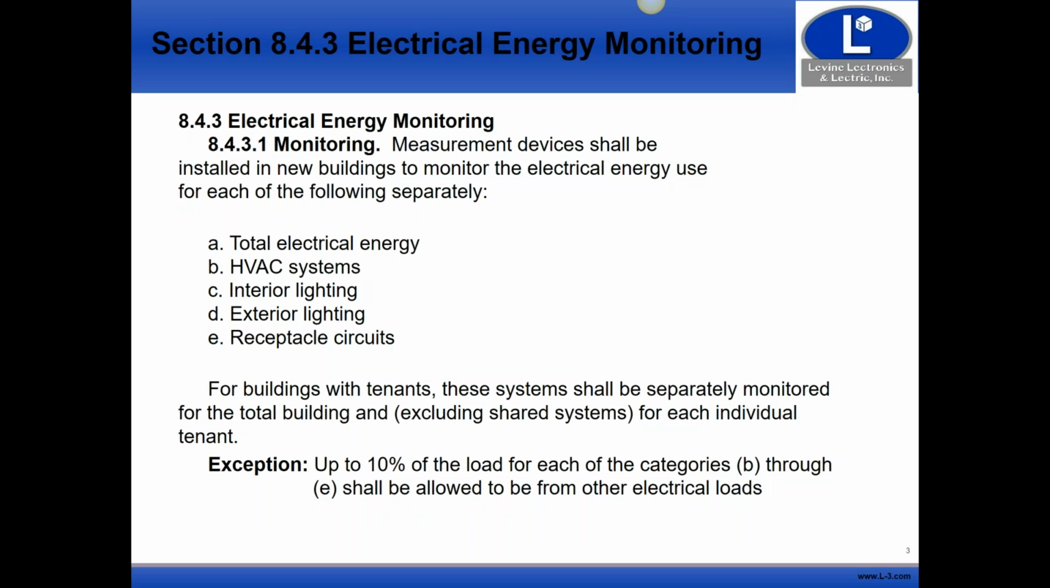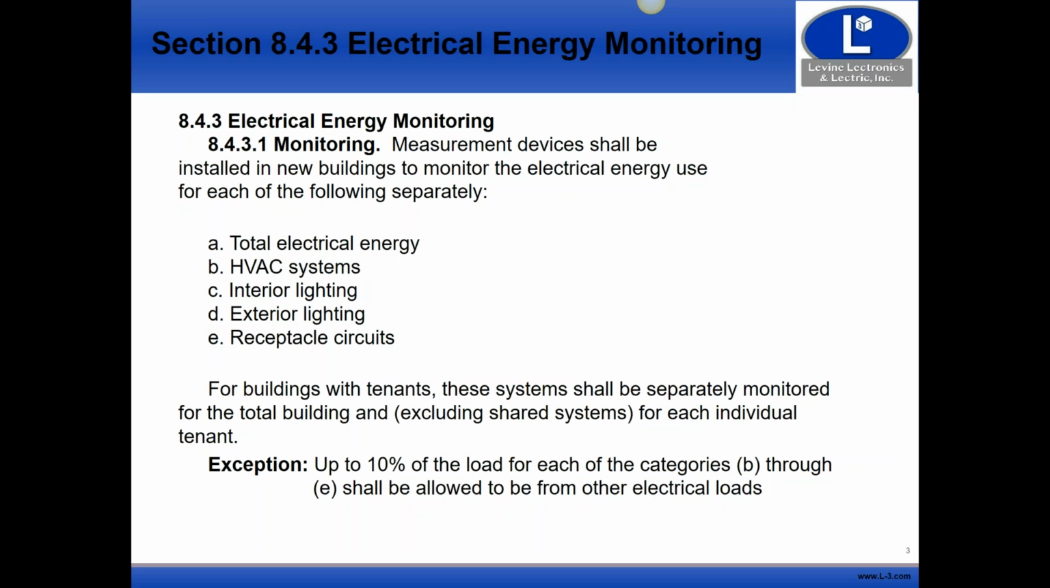These are the different sections that they want metered separately: total load, HVAC systems separate, interior lighting, exterior lighting, and receptacle circuits. So we've got five different separations that we have to do within this monitoring.